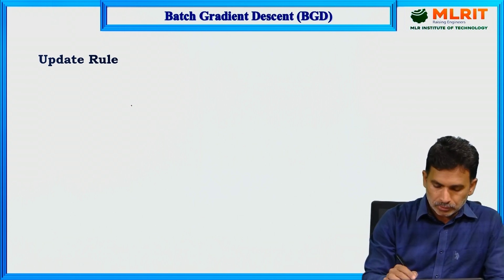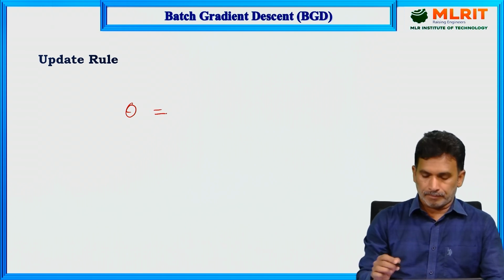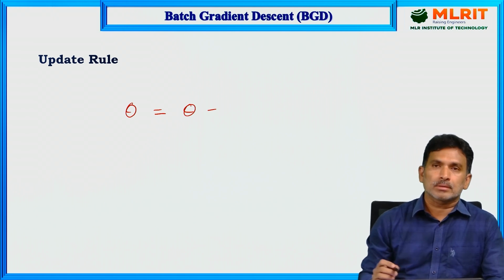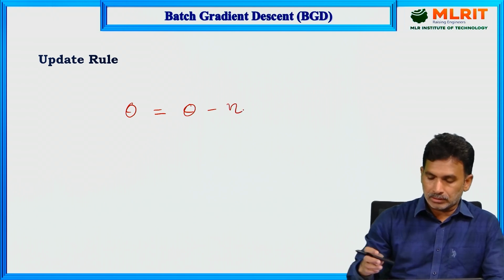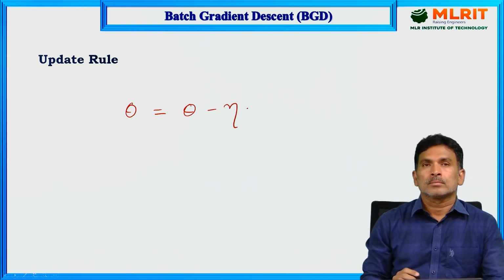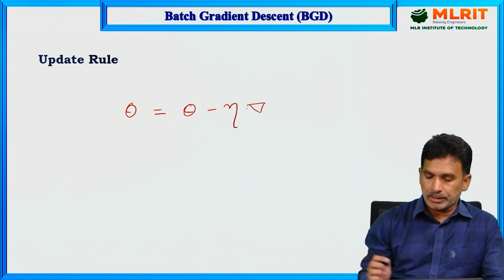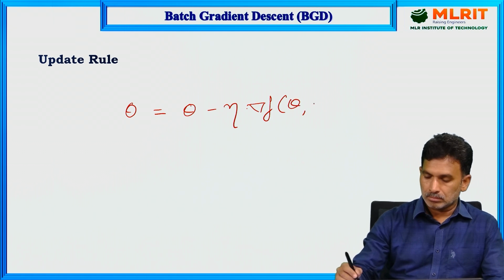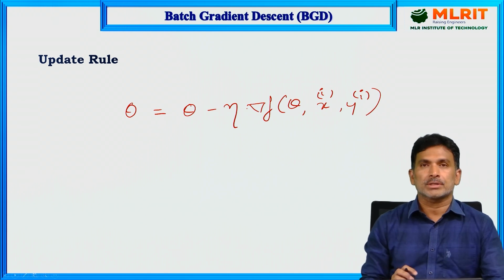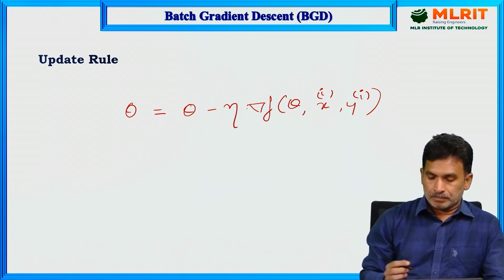Suppose theta is a parameter that needs to be updated. Then we have to reduce it by the learning rate times the gradient of the cost function, where y is the output and x is the input. So this is the learning rate.